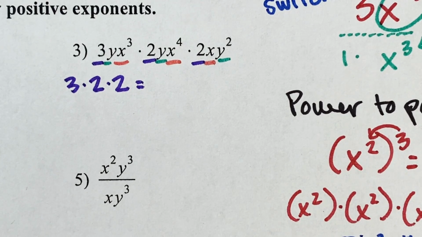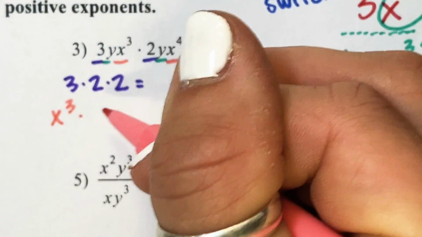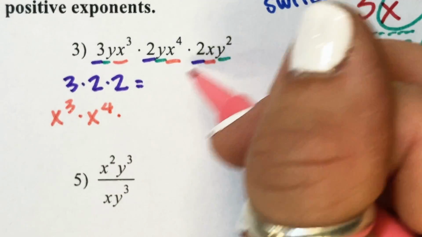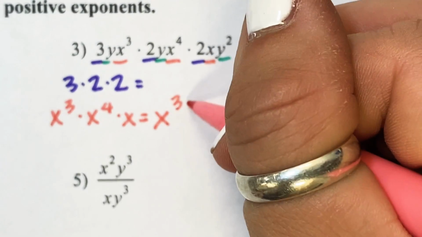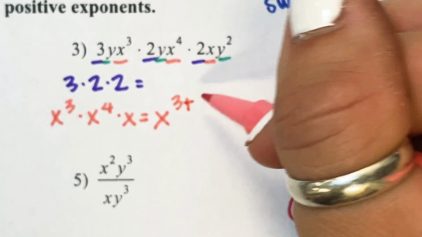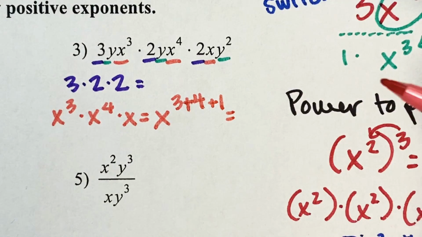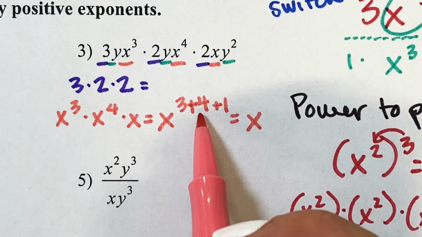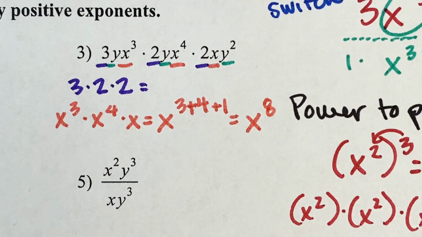Okay, so let's do our x's next. So I have x cubed times x to the 4th times one more x. Okay, and I'm just going to add up all of these exponents, right? 3 plus 4 plus 1. What's that going to give me for my x's? 3 plus 4 is 7. 7 plus 1 is 8.